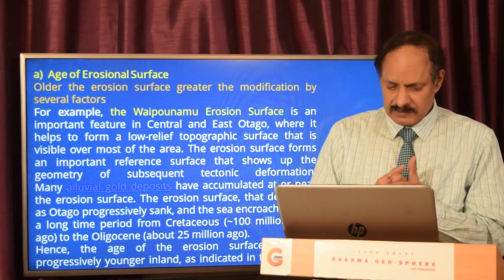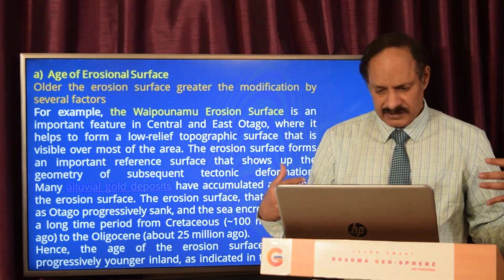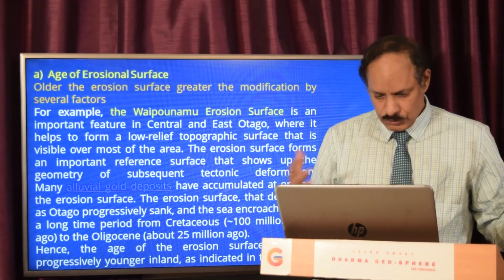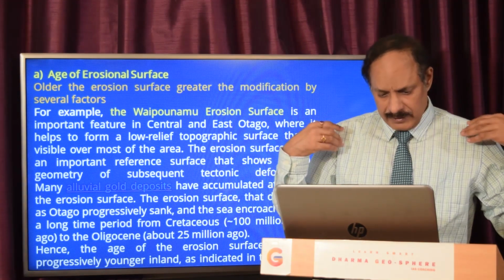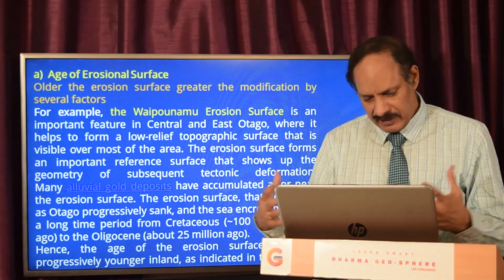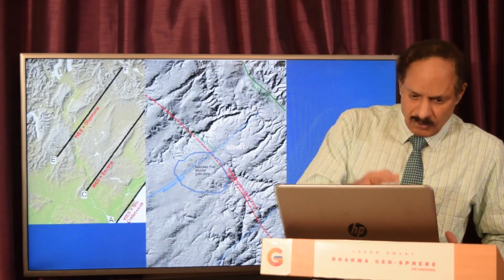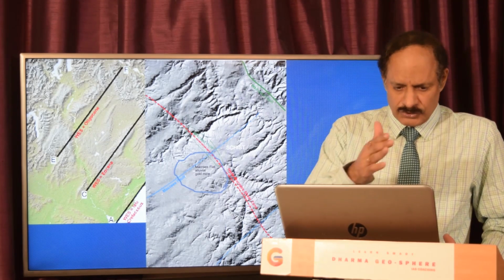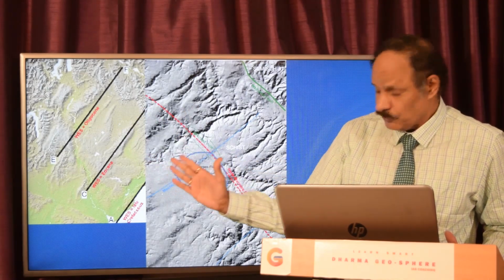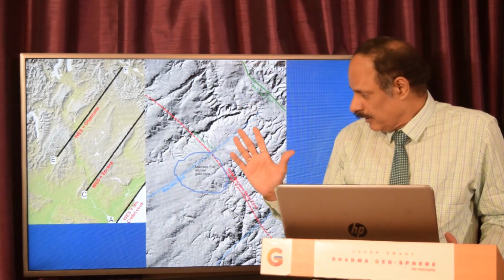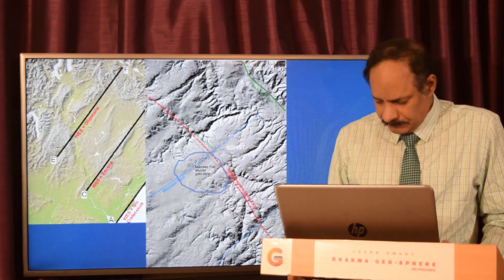The erosion surface developed as the Otago region progressively sank and the sea encroached over a long time. I'll show you how, after the Cretaceous and through the Oligocene period, the age of the erosion surface became progressively younger inland, as you can see, and then finally formed what is called the gold deposits here. So you can see the three ages, how the erosion surface evolved over time and finally led to the formation of the well-known alluvial gold mine.